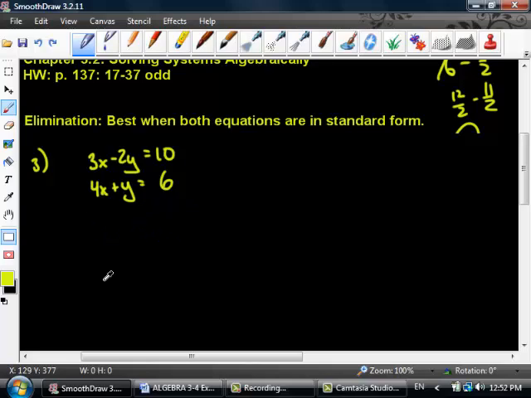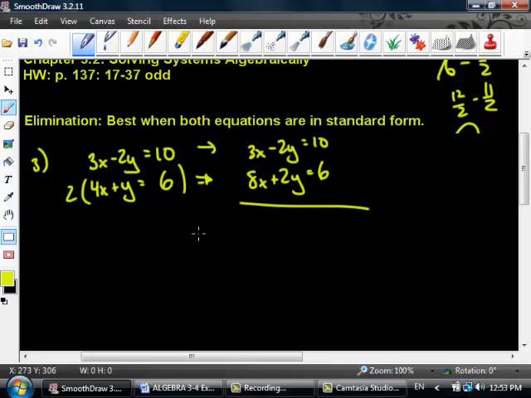But does it look like one of them could use just a little bit of a push to be eliminatable? Yeah, which one? Amrit. You multiply the bottom one times 2. Multiply the bottom one times 2. And now we have a position where we get 8x plus 2y equals 6. The top I'm going to leave the same. 3x minus 2y equals 10. We gave the bottom one a little bit of a push. It can go away now.